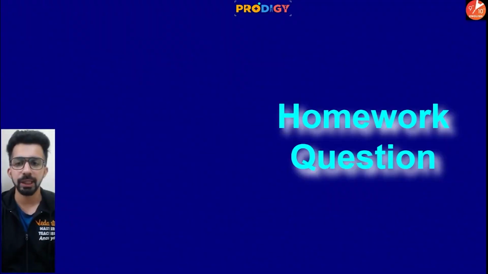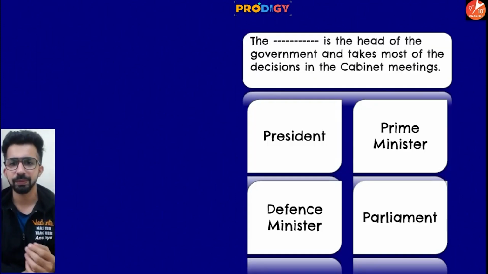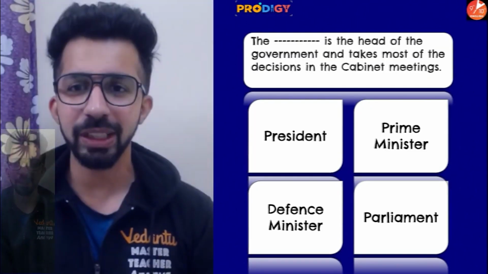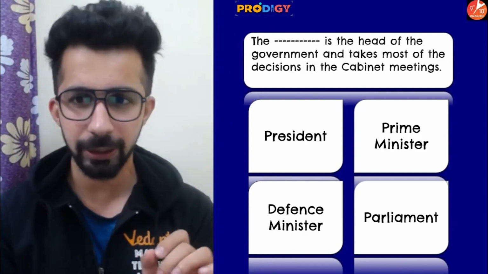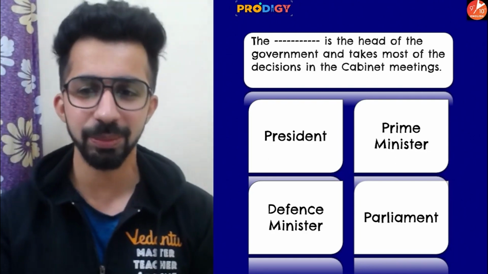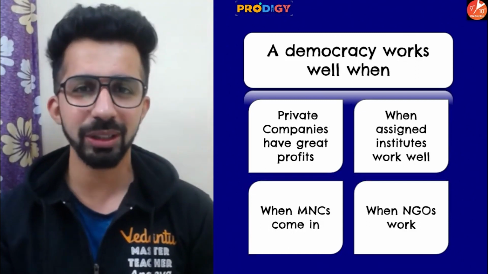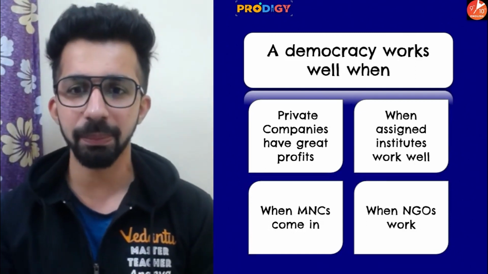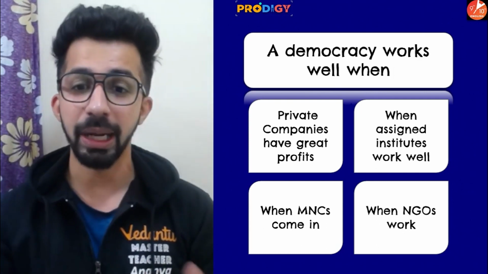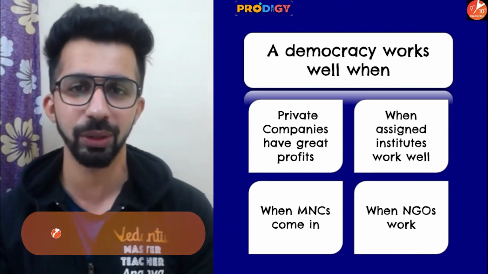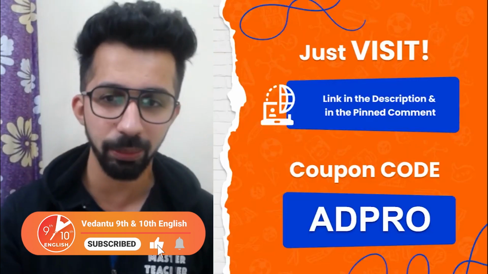Guys, this is a homework question. I'm going to make sure that you guys are giving the answers in the comment section. The dash is the head of the government and takes most of the decisions in the cabinet meetings: President, Prime Minister, Defense Minister, or is it the Parliament? The next question: a democracy works well when private companies have great profits, when assigned institutions work well, when MNCs come in, or when NGOs work. So guys, these are the two simple questions. I want you guys to give the answers in the comment section.